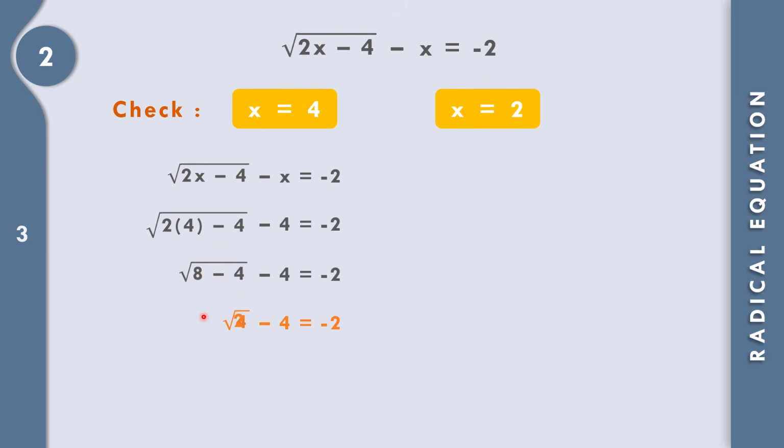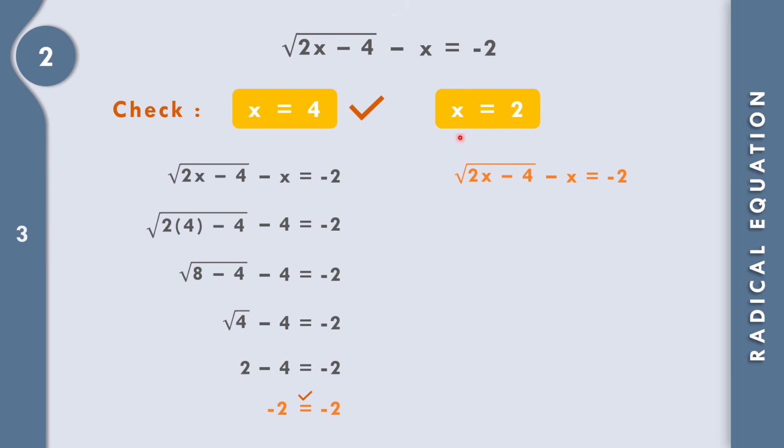The square root of 4 is exactly positive 2. Copy negative 4, copy negative 2. 2 minus 4, subtract, so that is negative 2 equals negative 2. So x is equal to 4 is the solution set because negative 2 equals negative 2 on the right side. So let us see if 2 is one of the solutions.